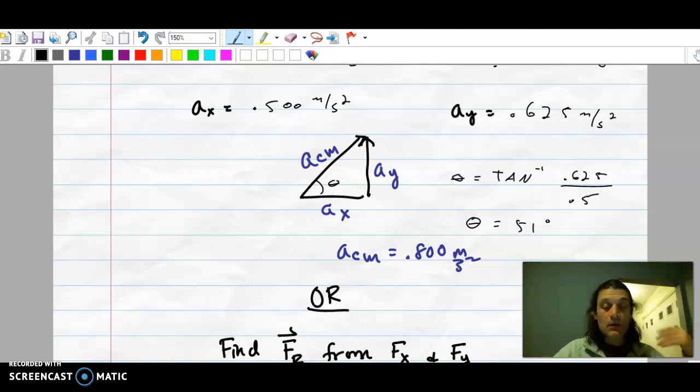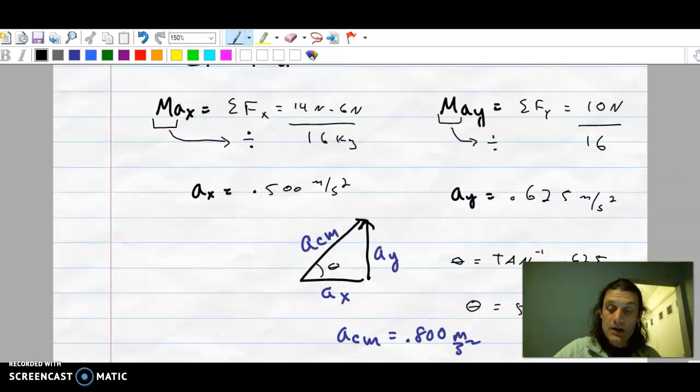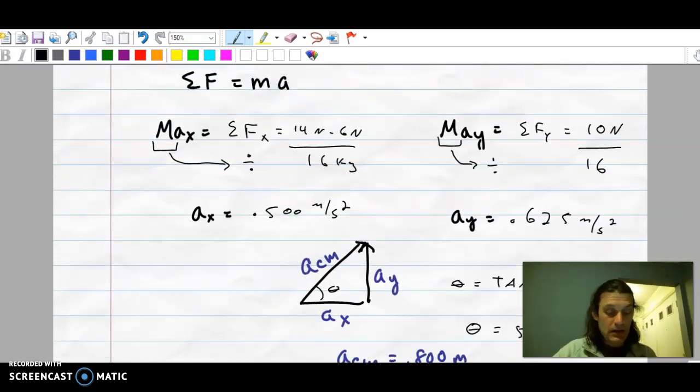All right, so this is one strategy in which I put the division, dividing by the mass whole, before I triangulated.